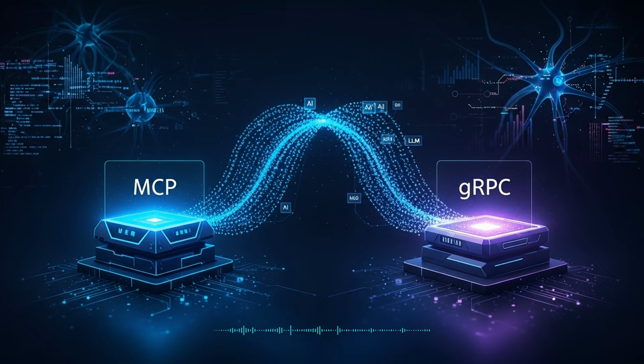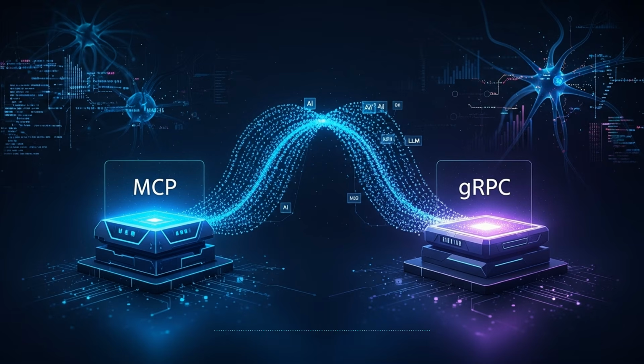Multiplexing and streaming. Okay, break those down. Multiplexing means gRPC can send multiple requests and receive multiple responses over the same single connection at the same time, without waiting for one to finish before starting the next. So instead of request, wait, response, you can fire off dozens of requests in parallel. Think opening 50 browser tabs versus loading one page at a time. Massive throughput increase. Got it.